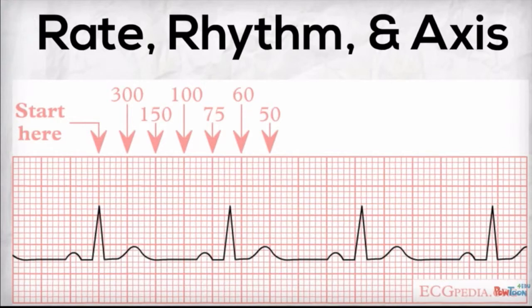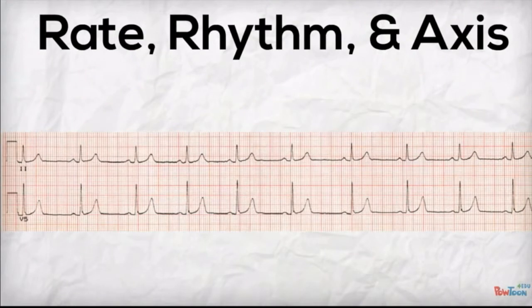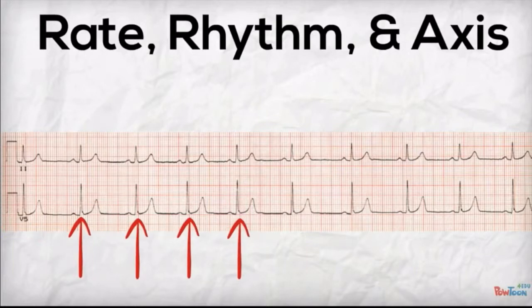Rate, rhythm, and axis. This is a shortcut we've all learned. Go by large boxes: 300, 150, 100, 75, 60, 50. When looking at rhythm, frequently lead 2 is the rhythm strip, and you're looking to make sure that the QRS complexes are equidistant from each other. This signifies a regular rhythm. They should be equidistant from the one before as they are after.